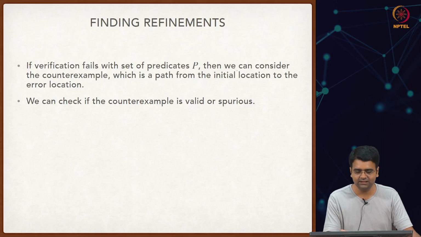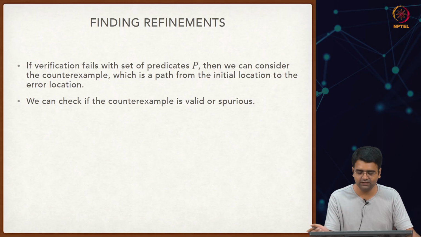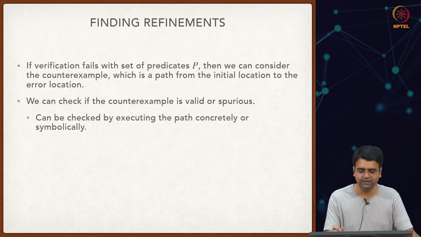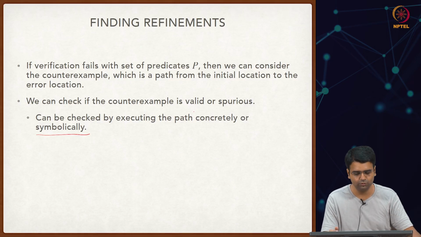Here this is a finite path, in the sense that this particular execution is going to consist of a finite number of transitions, and therefore you can actually execute the program along that particular path. You can execute either concretely or symbolically. How to execute symbolically we will see in the next slide. But essentially, by executing the path concretely or symbolically, you will be able to infer whether this counterexample is valid or spurious.